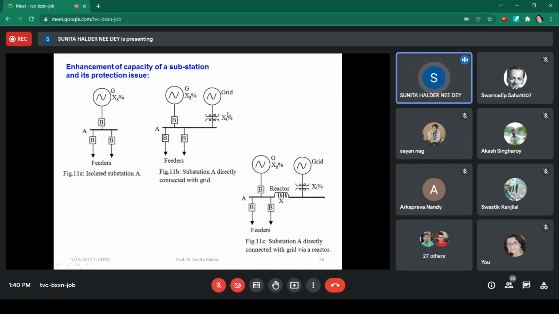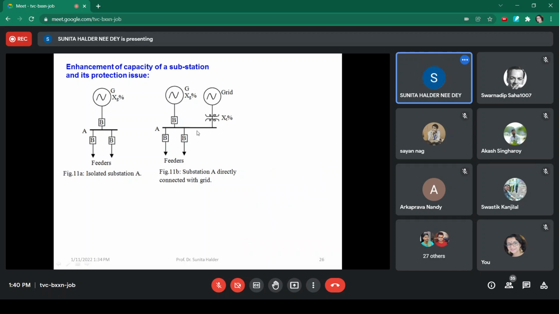So what happens when we connect the grid directly here, through the transformer? The capacity of the substation increases, but at the same time, the short circuit level of that bus will also increase. If there is an increment in the short circuit level of that bus, then obviously we have to change all the breakers. Say initially the short circuit rating was 130 MVA. We have connected a breaker of 150 MVA. It was safe. But now, due to the incoming grid, the short circuit MVA becomes 200. Now the 150 MVA breaker will not work. It cannot save the system.